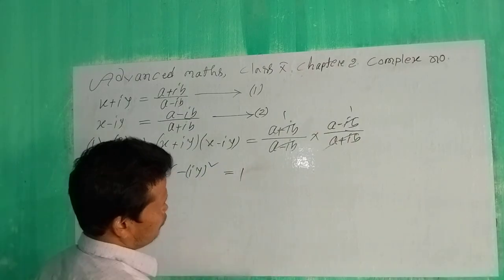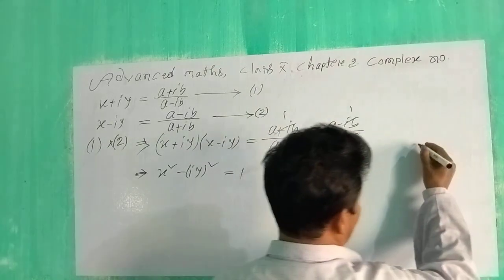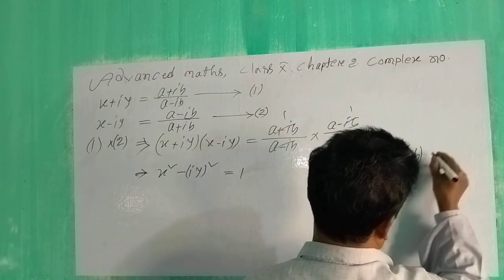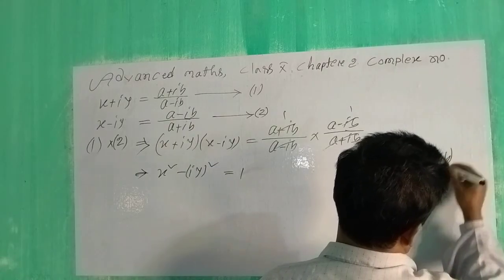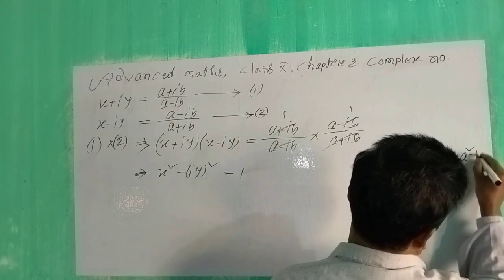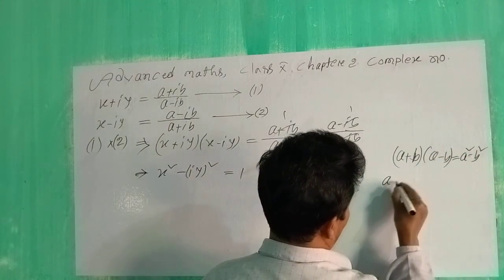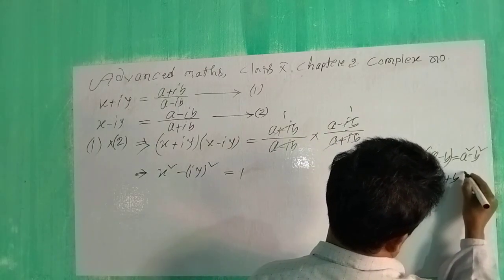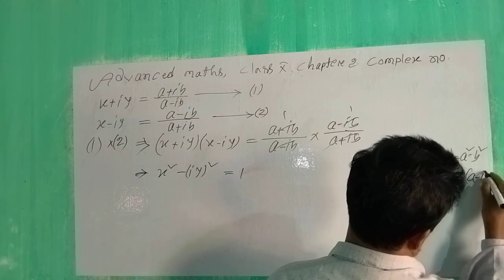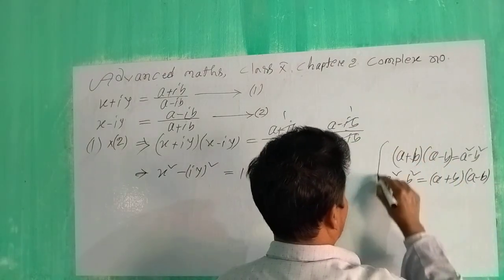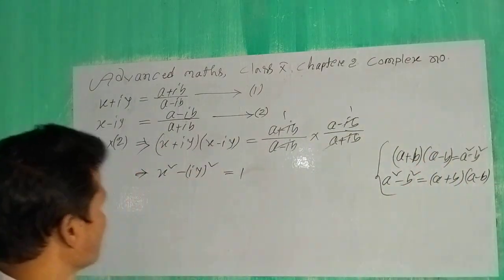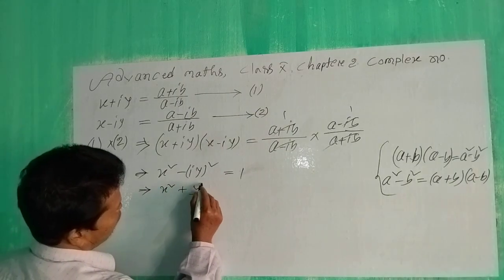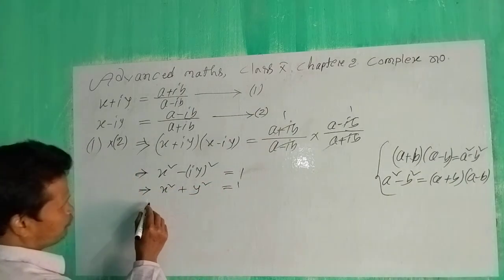On the right side we have 1. We know a plus b into a minus b equals a square minus b square. Next, x square plus y square equals 1. Hence proved.